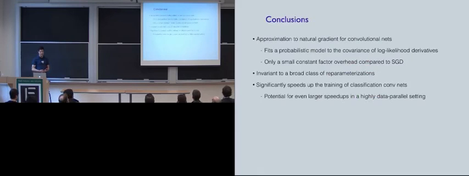Okay. To conclude, I've presented an approximation to natural gradient, which exploits the structure of convolutional nets to get efficient updates, which make good use of curvature information. We fit a probabilistic model to the covariance of log likelihood derivatives. And this gives effective updates with only a small constant factor overhead compared with standard SGD. We showed that it's invariant to a broad class of reparameterizations of the network. And it significantly speeds up the training of classification conv nets, including very large-scale networks that are commonly used for object recognition. And there's potential for even larger speedups in a highly data parallel setting.